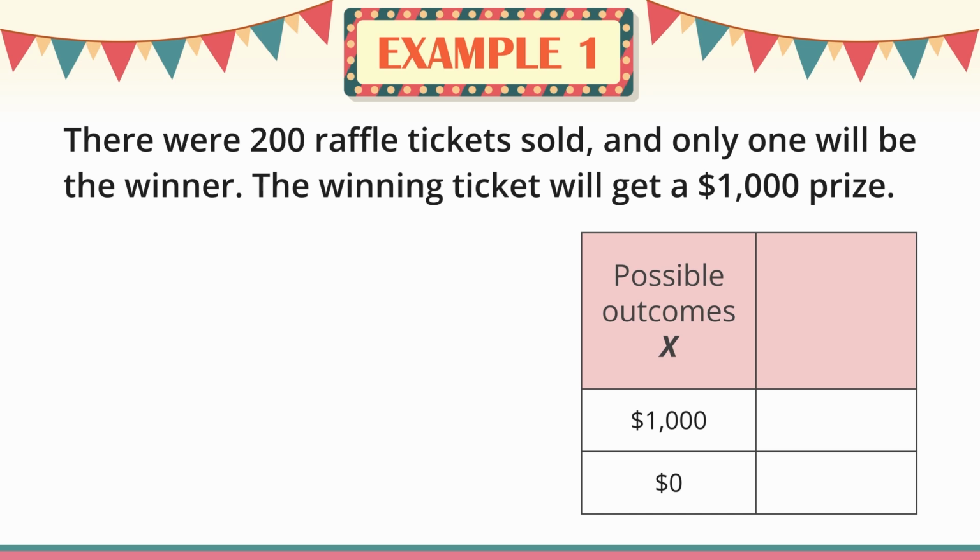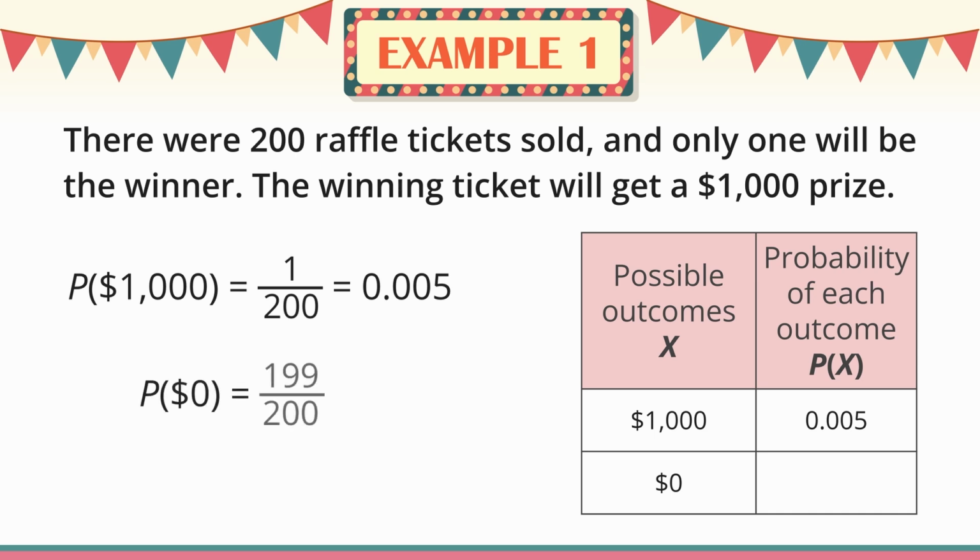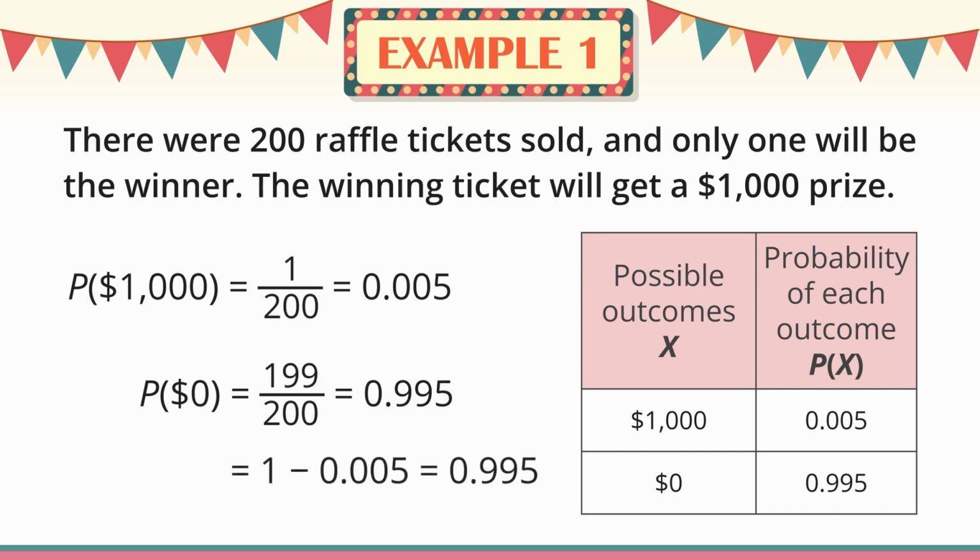Great! Now let's find the probability of each outcome occurring, which we will put in the second column. Since 200 tickets were sold, there is a 1 in 200 chance of having the winning ticket, so the probability of winning $1,000 is 1 over 200, or 0.005. Now, what is the probability of winning nothing? That would be the remaining 199 tickets over 200 total tickets, or 0.995. We could have also found this by subtracting 0.005 from 1, since the probabilities of all of the events in a probability distribution need to sum to 1.